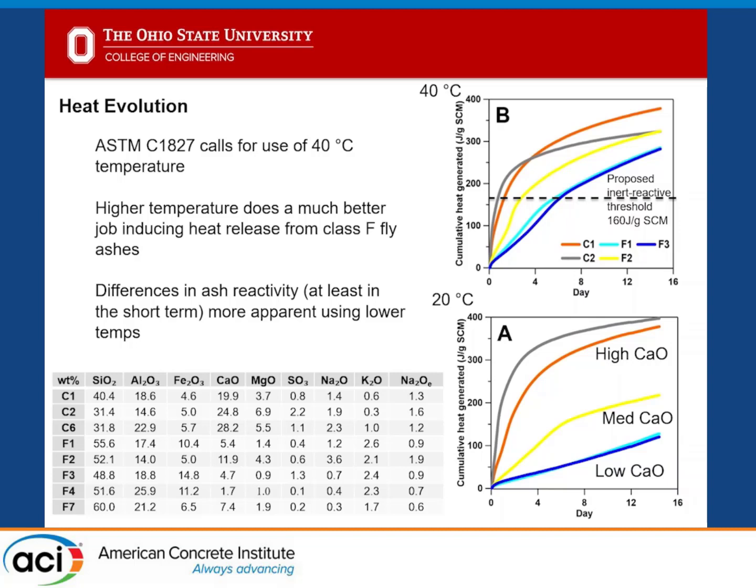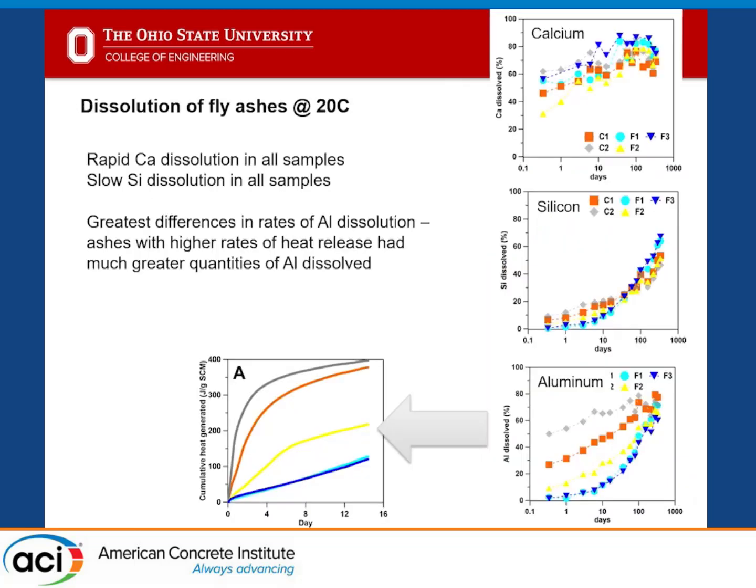So you can see at a lower temperature, we get a little bit slower reaction, and we see a pretty disparate behavior between the high calcium ashes and the low calcium fly ashes. Okay, so we got high calcium producing a whole lot of heat, and low calcium producing a low amount of heat, and then there's the middle of the range, about 12% calcium oxide ash right in the middle there.